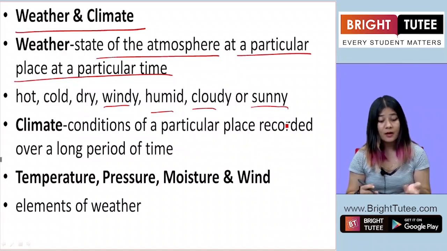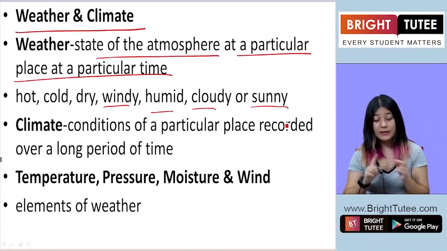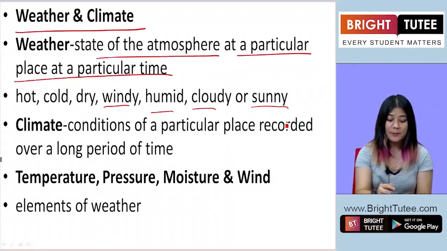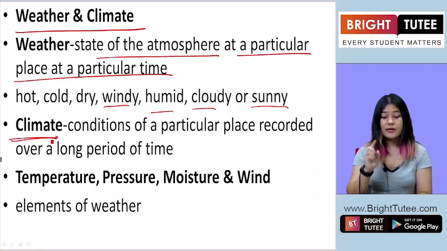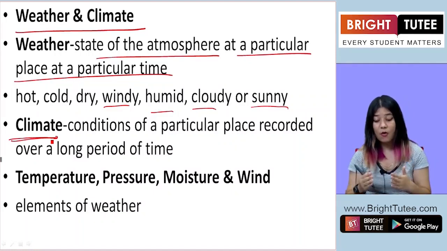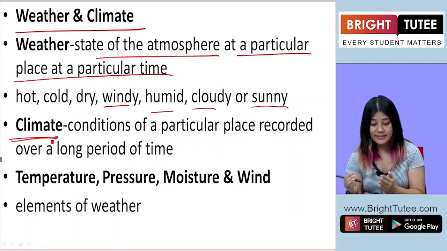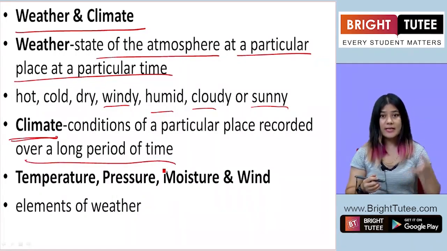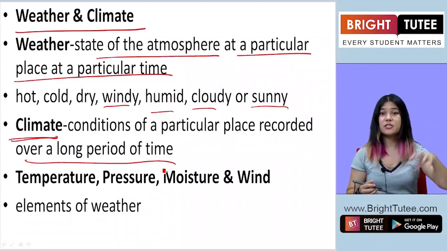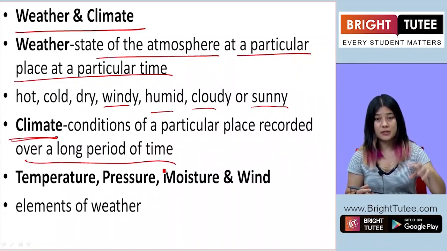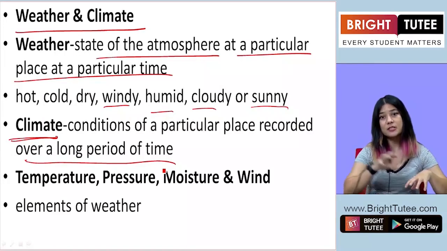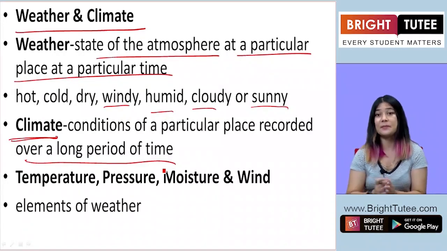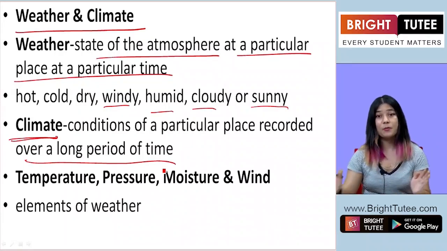Okay? Now, compared to weather, climate, we often confuse weather and climate as the same, but climate is different. Now, climate is the state of a particular place recorded over a long period of time. So, weather is the condition of atmosphere at one particular time. But climate is the condition of the atmosphere over a long period of time. Say for example 6 months. Say for example 1 year.